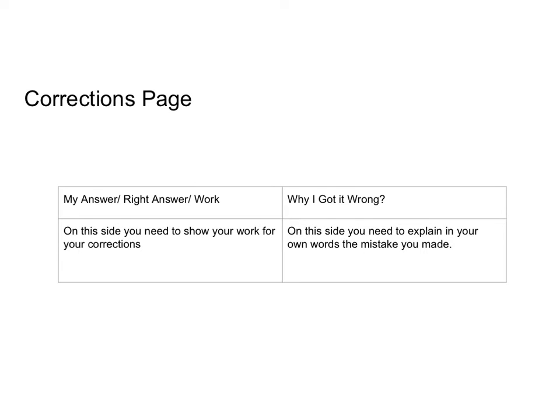For your corrections page, you need to split it into 2 columns. You need to split with the left side being where you're going to show your work, your answers, and the right answer. On the right side, in your own words, you need to put why you think you got that question wrong. Now, on the questions that you got right, there's no need to do corrections, so you only need to do the ones that you got wrong.